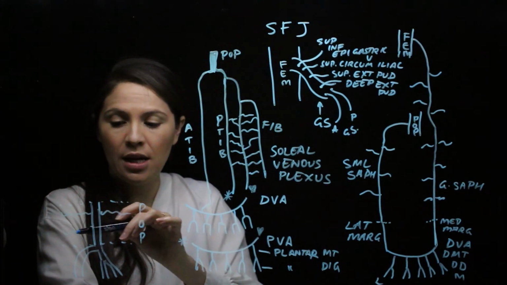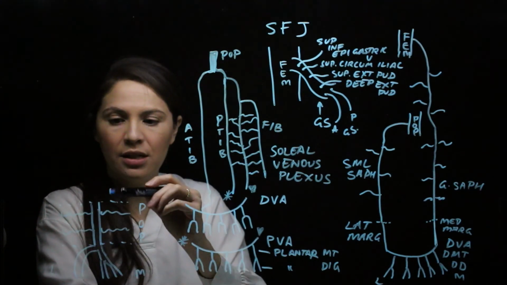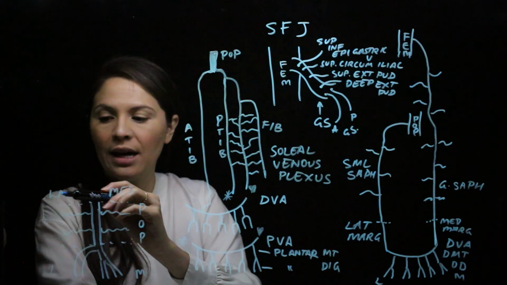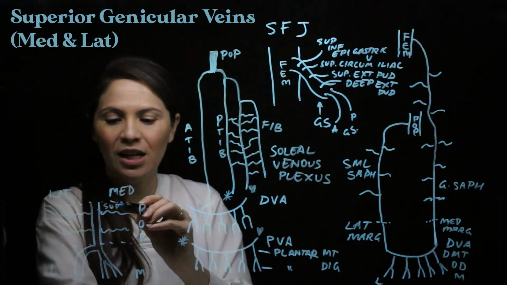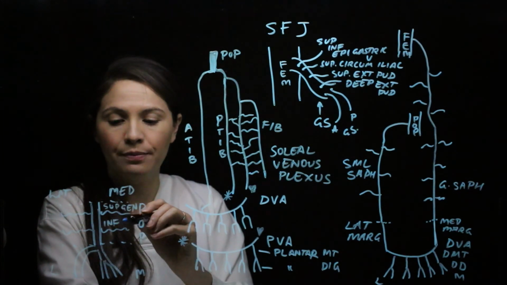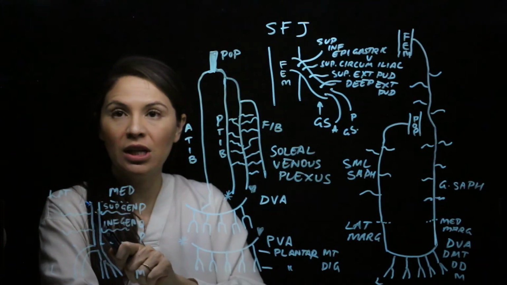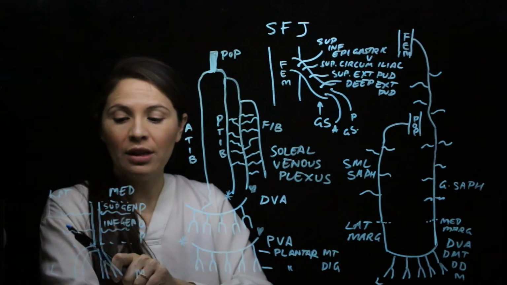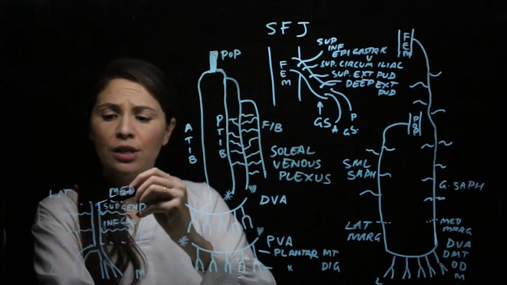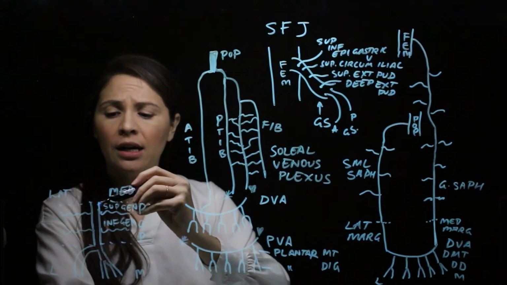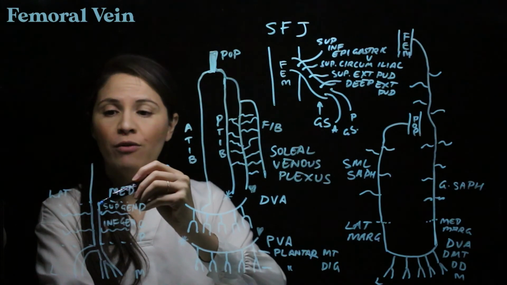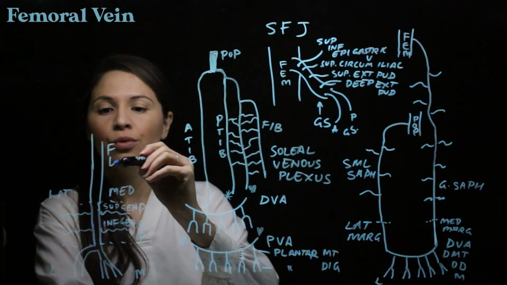They're still paired. This is going to be your medial and lateral superior genicular, inferior genicular. The names are going to be the same on the other side, but you'll have the lateral superior genicular vein and your lateral inferior genicular. So then the popliteal vein changes into the femoral vein. So now we're at femoral.